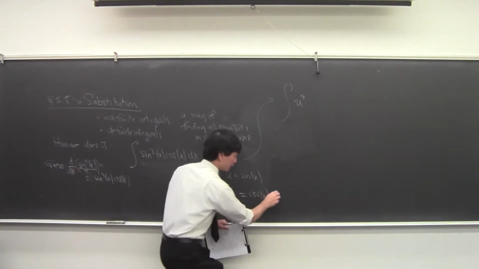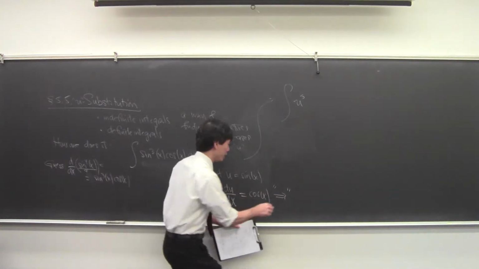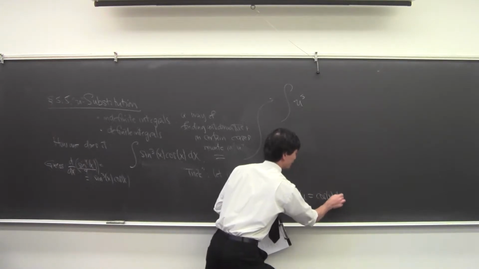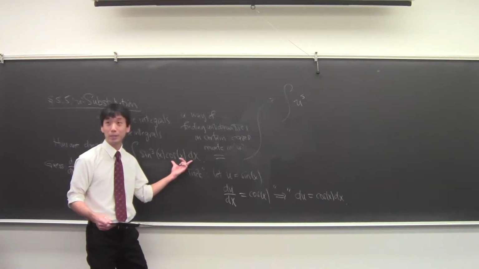Okay, and you do the following thing, which is not really legal at all, but we do it anyway. You say du is cosine x dx. Okay, so you replace this cosine x dx with du.